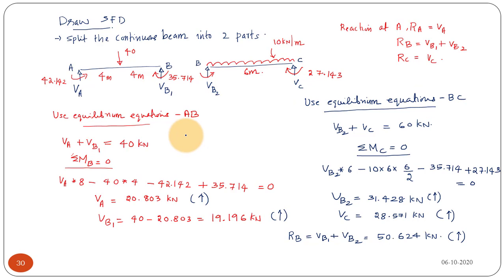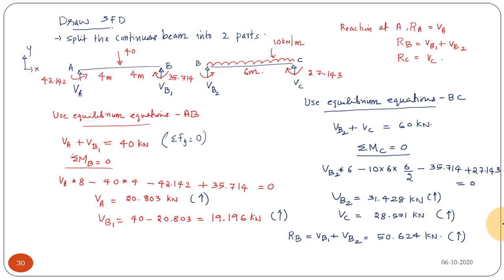Let us solve for VA and VB1 by applying equations of equilibrium for the span AB. I can take the sum of all the loads in the vertical direction. So we have VA plus VB1 equal to 40. It is basically your first equation of equilibrium, sigma Fy equal to 0, with x direction and y direction defined.